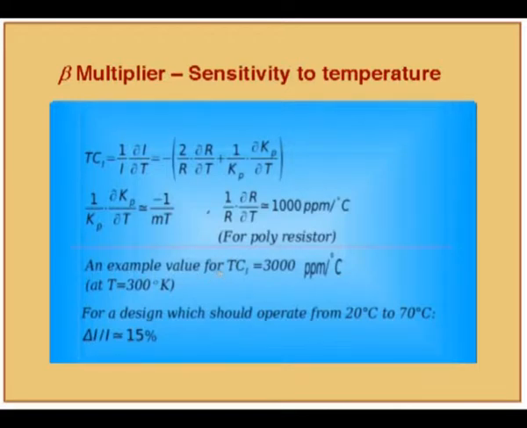So now, one example. Suppose at T equal to 300 degrees Kelvin, and suppose the temperature coefficient, one of the typical values, is 3000. Now if we want to design a bias generator which works from 20 to 70, the amount of variation will be 15% with respect to temperature only. But still 15% is not a small value for many applications.